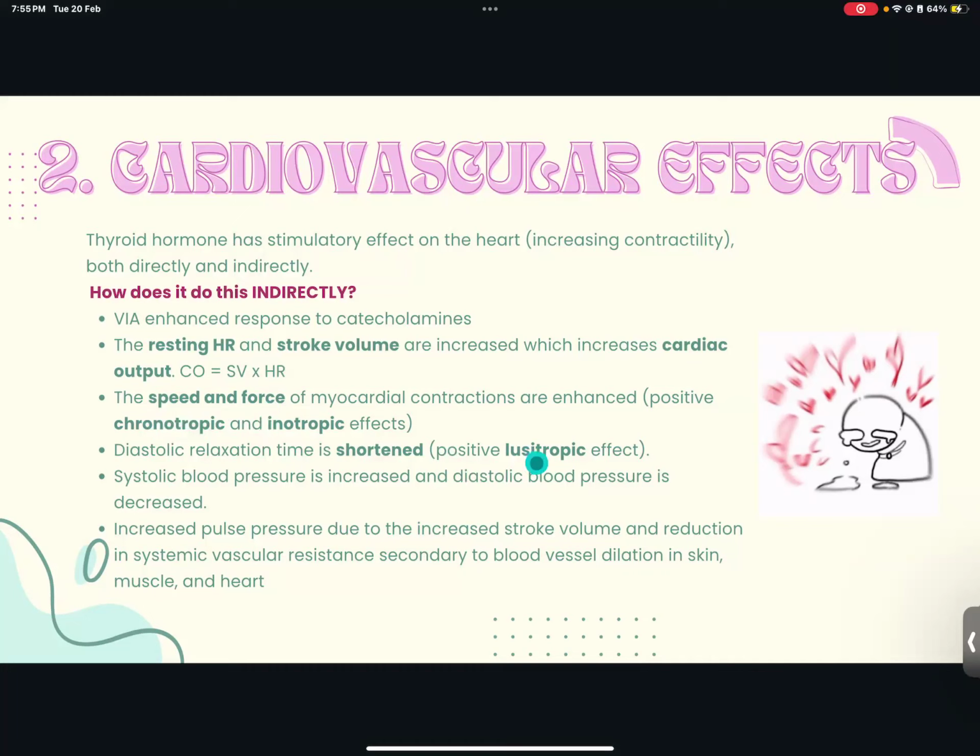Now, also, it's going to have a positive lusitropic effect. And lusitropic means that the diastolic relaxation time is shortened because the heart is beating faster. So there's less time for the diastolic relaxation time. So systolic blood pressure, in this case, is increased, and diastolic blood pressure is decreased. And this is the effect the thyroid hormone has on your blood pressure. And it'll also have increased pulse pressure due to your increased stroke volume, and a reduction in the systemic vascular resistance because there's blood vessel dilation in the skin, the muscle, and the heart.